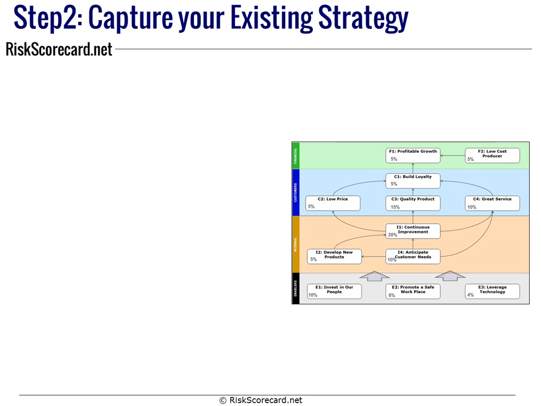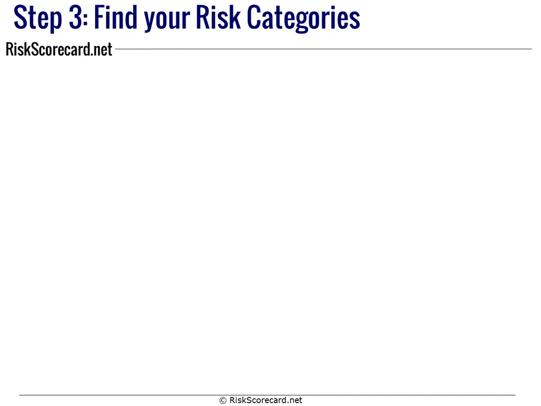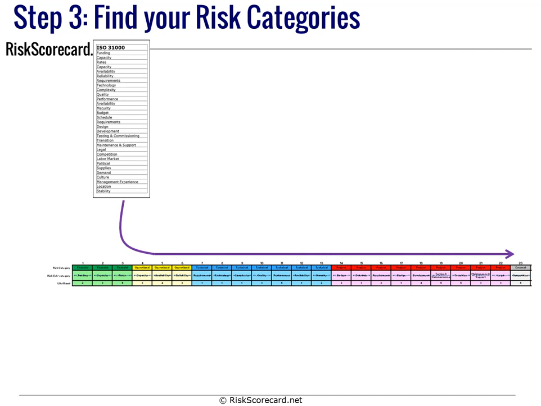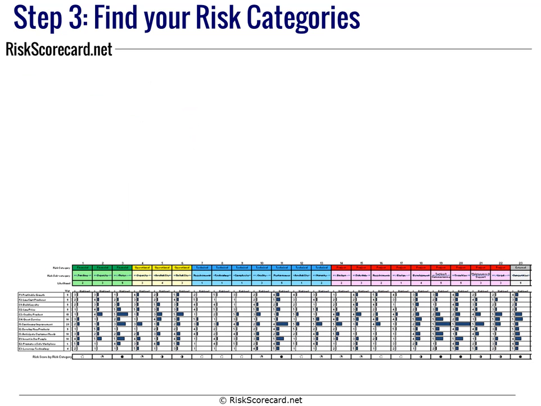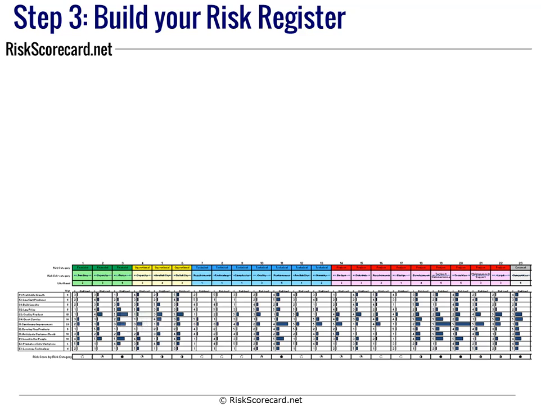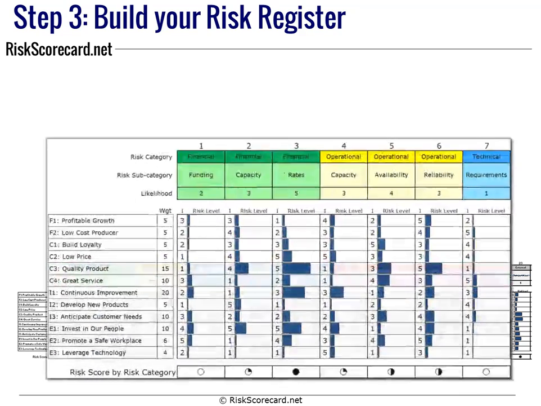Now let's combine those two things. We should be able to take that list of risk categories and list them across the top of a spreadsheet. Then down the left axis, we'll list those strategic objectives. And we should be able to rate and rank the impact of those risk categories on the strategy. Let's take a look at that in a slightly larger format.